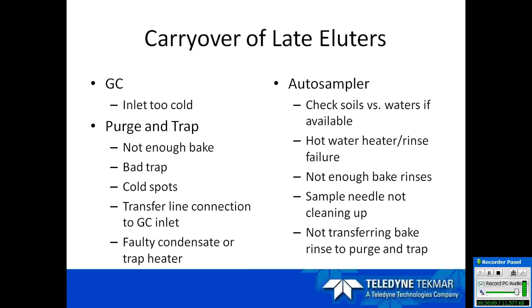Or maybe your sample needle is not cleaning up. Maybe you ran a high sample and you need a little bit longer sample needle time, so you might need to rinse your needle a couple more times than just once. Then also, if your bake rinse is not transferring to your purge and trap, maybe you have a valve that's clogged, blocking the path of the bake rinse. Maybe there's a leak where the water might not be able to be pushed because the system is pressure driven, so it may not be able to push the bake rinse through the purge and trap.